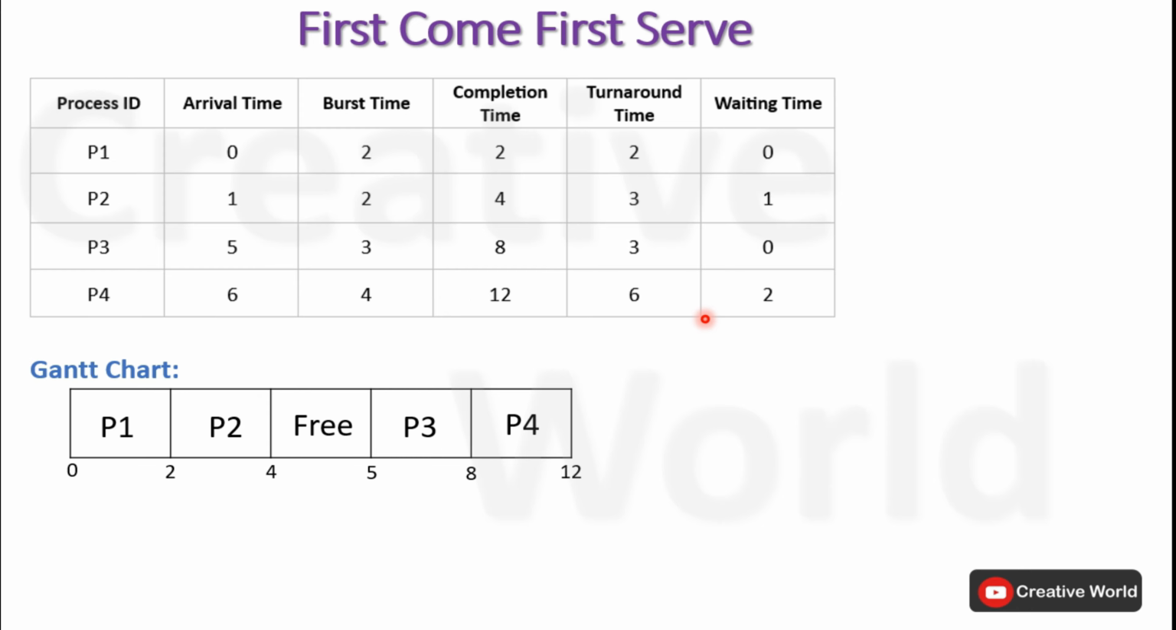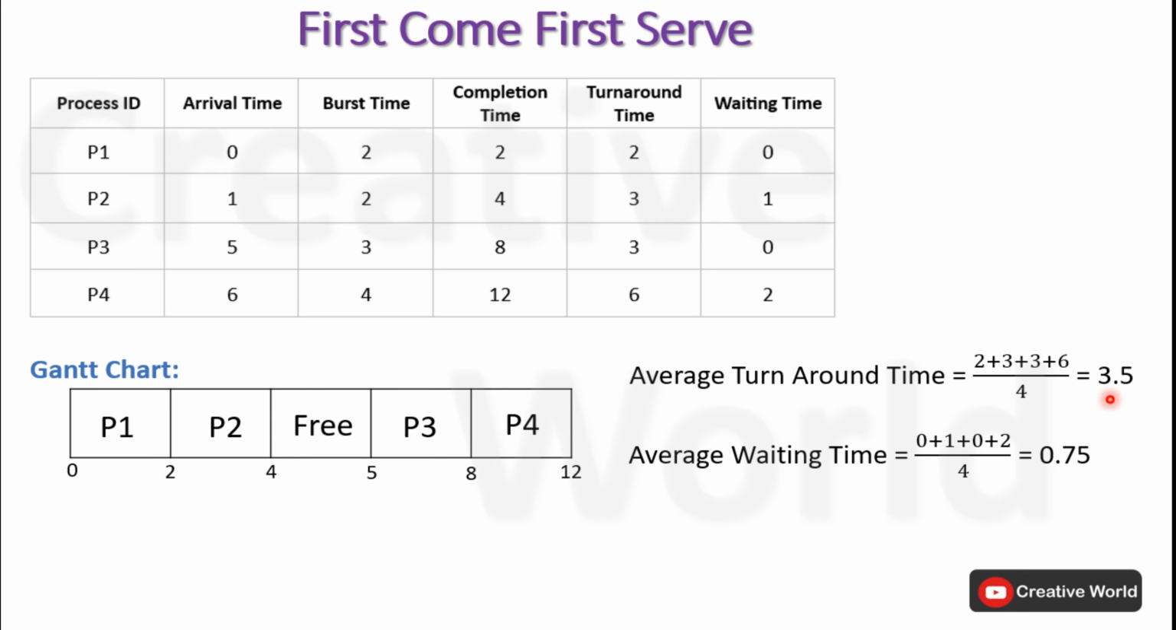After calculating these 3 times, we are able to calculate average turnaround time, which will be equal to the sum of all these turnaround times divided by the number of processes. 2 plus 3 plus 3 plus 6 divided by 4, it will become 3.5. Similarly, average waiting time will be equal to the sum of all these waiting times divided by the number of processes. 0 plus 1 plus 0 plus 2 divided by 4, it will become 0.75.